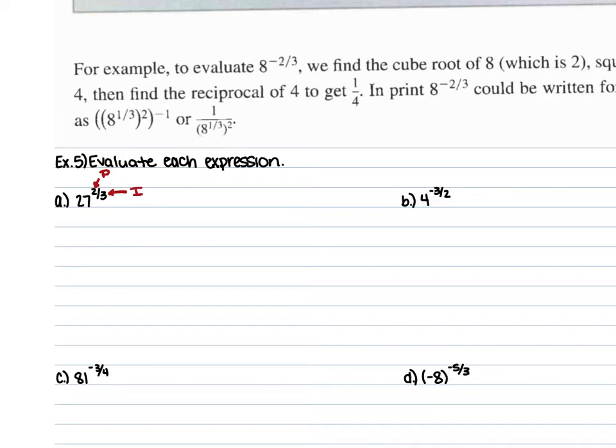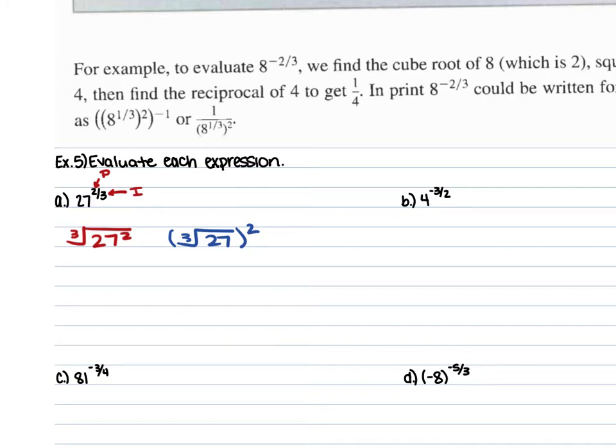So this is really the same exact thing as saying the cube root of 27 squared. Now, this can be written in two ways, either the way that we see it here, or we can put parentheses around the cube root of 27 and square our answer.